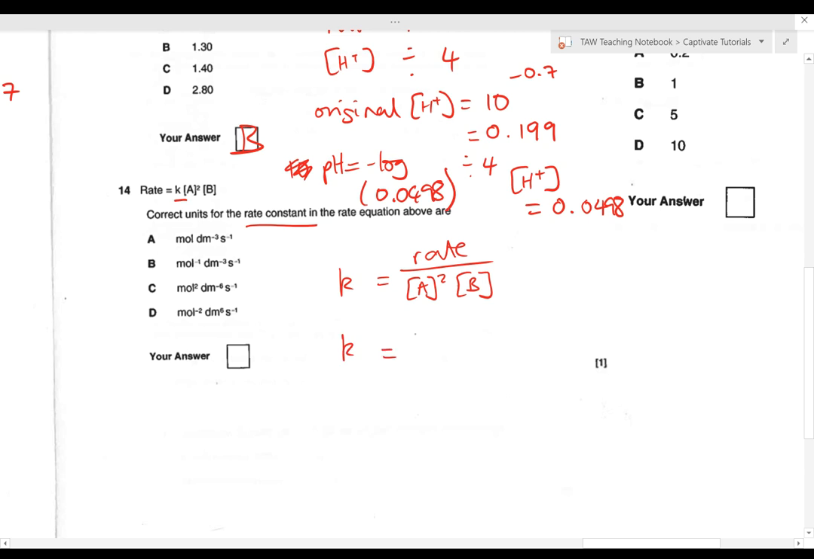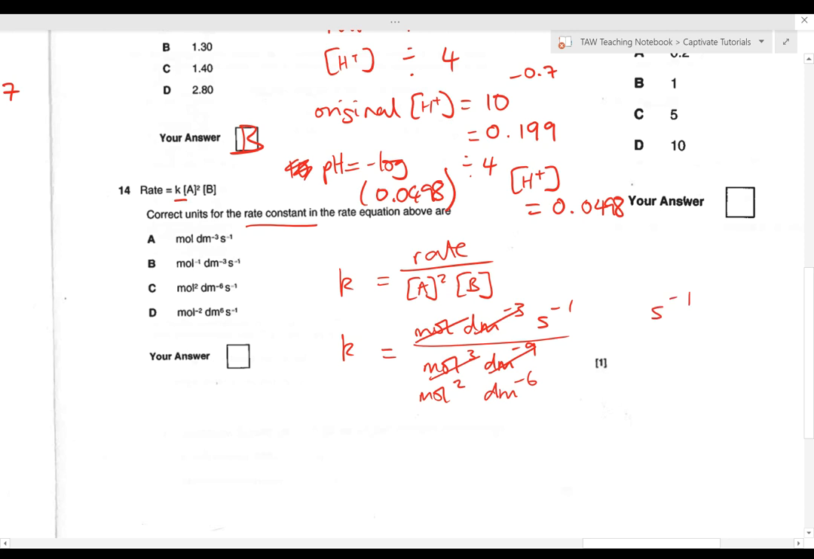So the units for rate is always mole per dm cubed per second. And if we combine all the units for concentration, we get mole to the power of 3, dm to the power of -9. And then we can cancel one of these mole terms, top and bottom, which leaves us with mole to the power of 2 on the bottom. And we can cancel one of these dm to the -3 terms, top and bottom, which leaves us with dm to the -6 on the bottom.